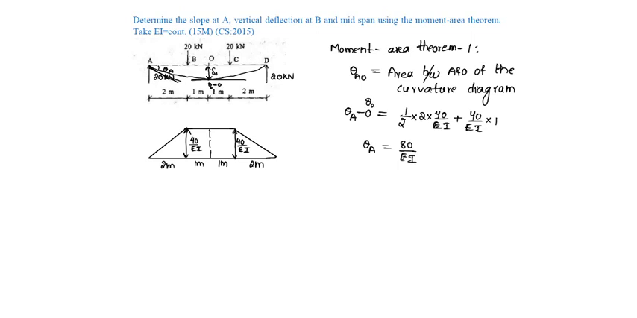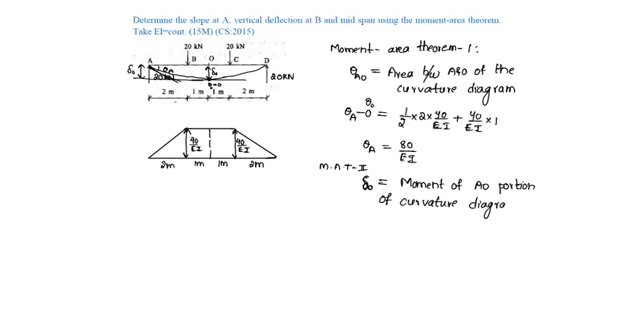To find the deflection at O, that is the maximum deflection, if we draw a tangent at O and apply moment area theorem 2, the deflection at O will be the moment of the AO portion of the curvature diagram about A.